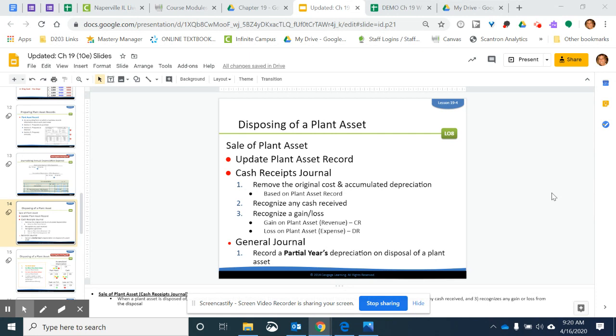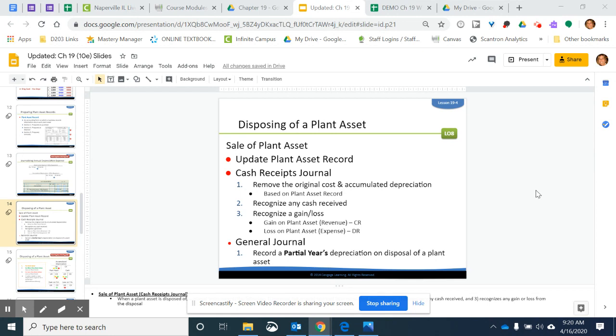So disposing means like throwing away or recycling. Trading in means that you are going to give it to someone and they're going to give you something else at a reduced price, or you're just going to plain old sell it, right? And just get cash for it, either at a loss or a gain. So we're going to be taking a look at a lot of those issues, not all of them, but all those situations that may happen.